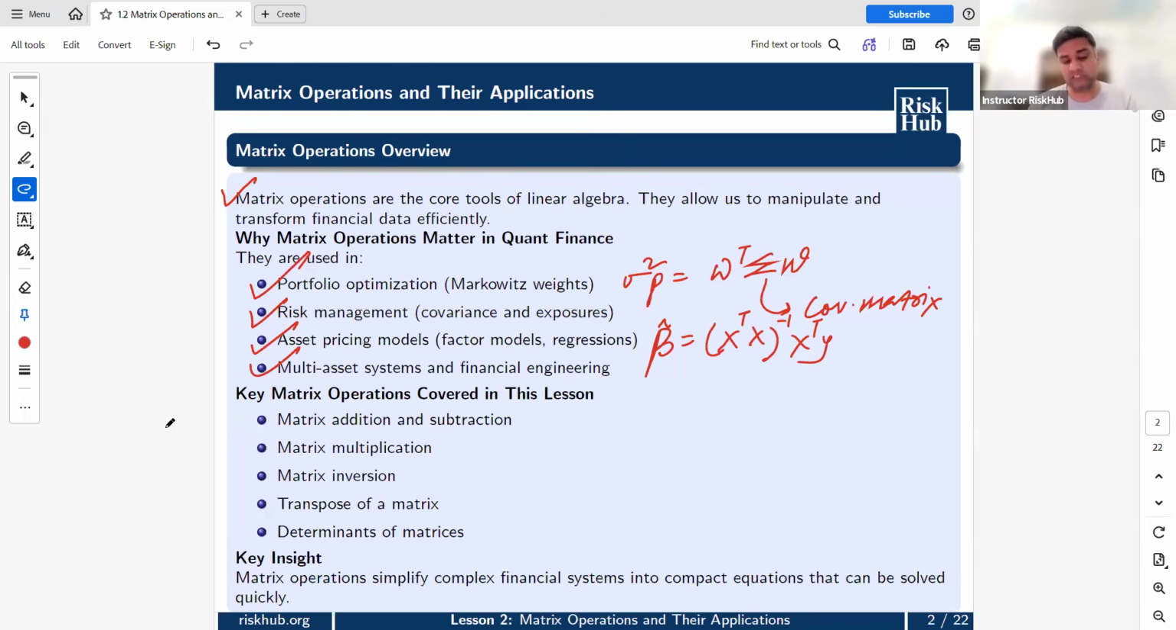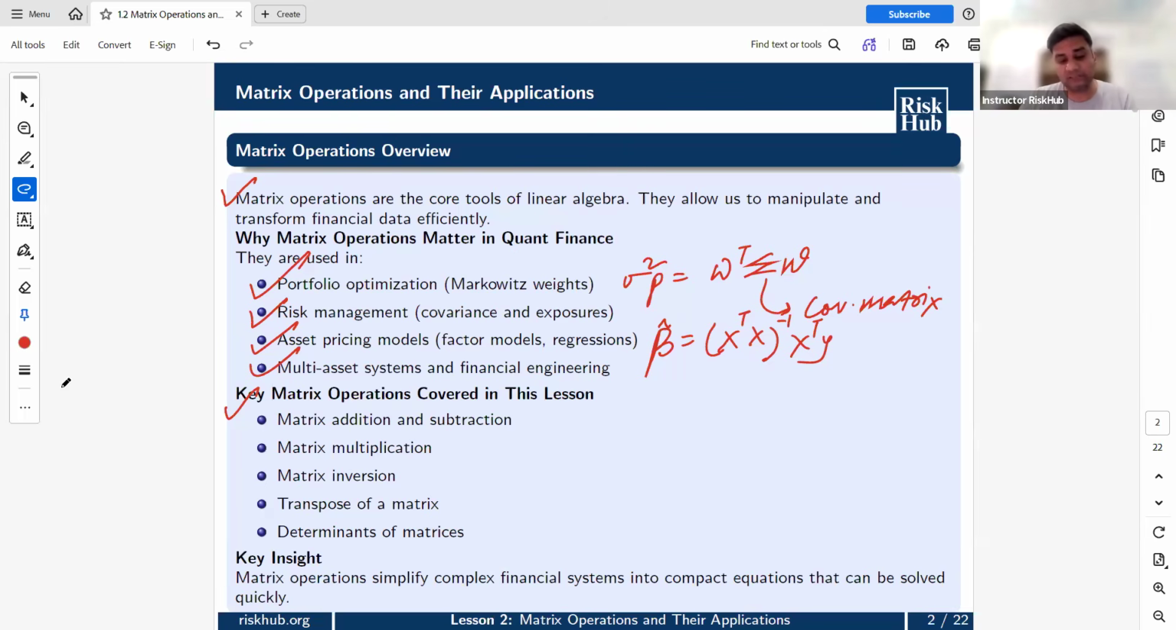When quants build your system involving your multi-yield curves, your currency, cross-currency swaps, your volatility services, your correlation structure, the mathematics becomes multidimensional. Matrices allow us to scale. Without your linear algebra, no quantitative finance, no AI finance, no algorithmic trading, no risk engines, right? So key matrix operations which we need to understand here are what, right? And this lesson introduces the backbone operations.